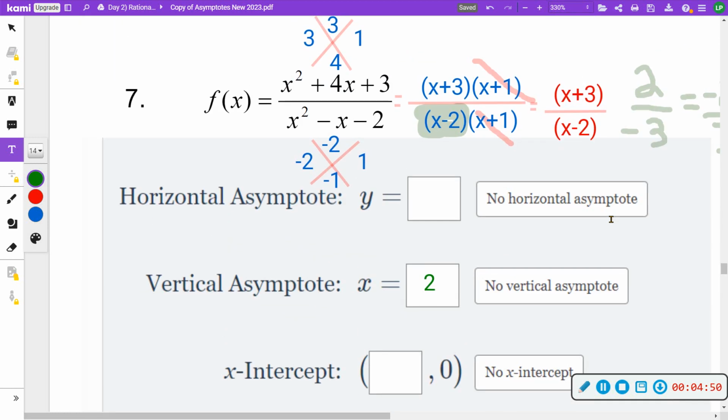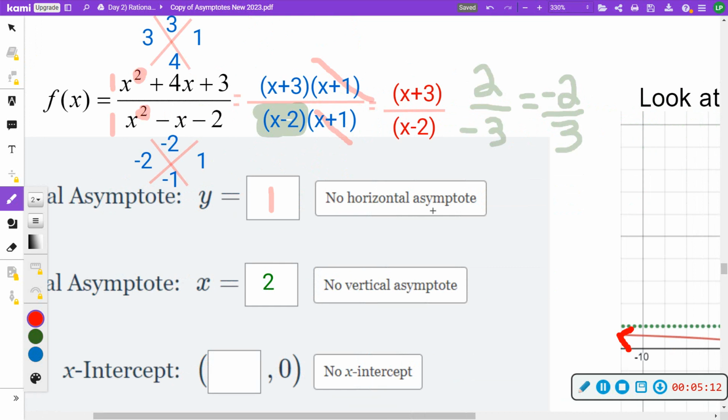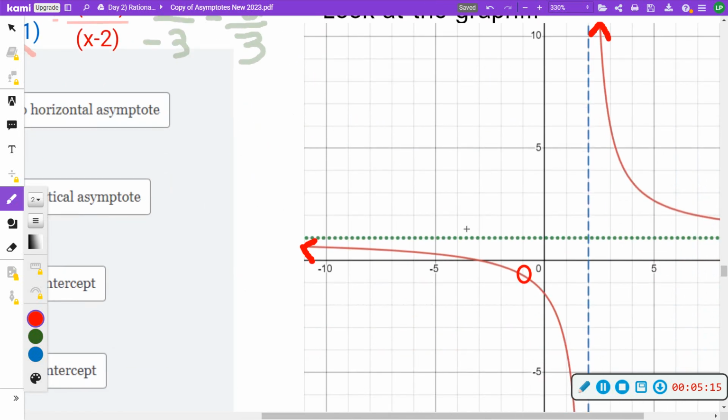Now let's talk about the horizontal asymptote. Remember, we look at the degree. The degree here is 2, and the degree here is 2. When they are the same, we divide the coefficients, and 1 divided by 1 is 1. And see that nice horizontal asymptote at y equals 1, the green one?